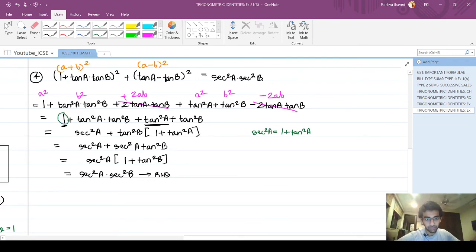First, I took 1 plus tan square A as sec square A. Then I took tan square B common. Then 1 plus tan square A became sec square A. Then I took sec square A common and 1 plus tan square B became sec square B.